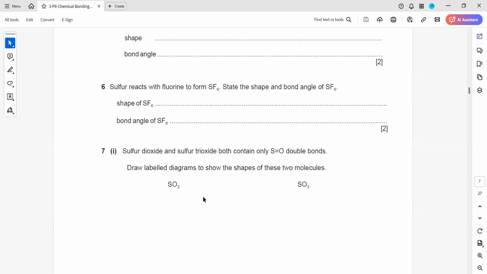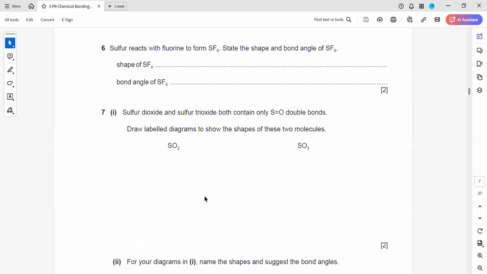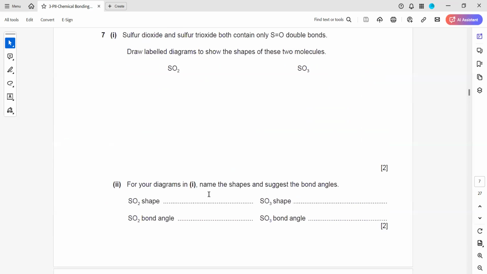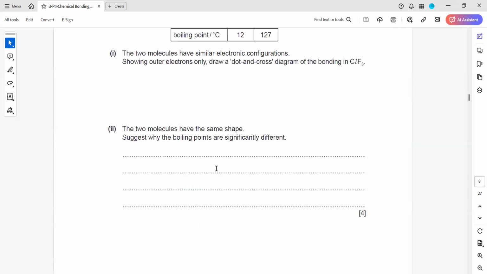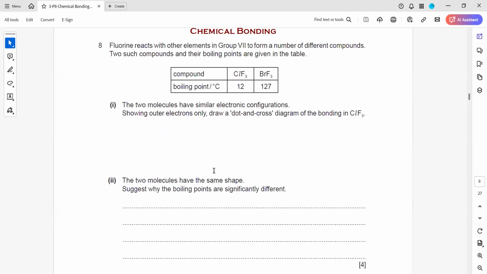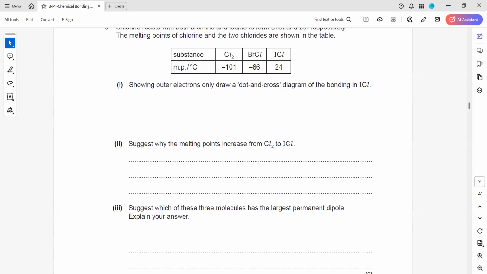Page 7, any doubt? Page number 7. Page 8. Page 9, any doubt? Page 8, part 2. Okay.